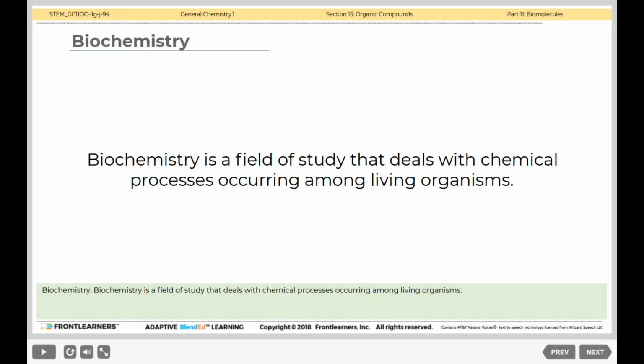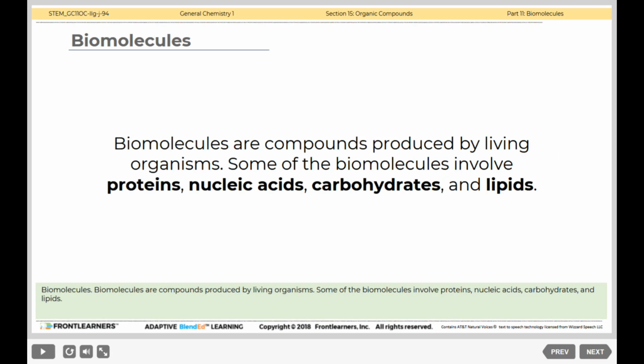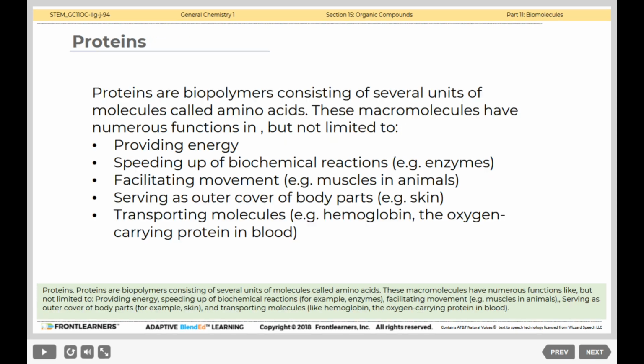Biochemistry. Biochemistry is a field of study that deals with chemical processes occurring among living organisms. Biomolecules. Biomolecules are compounds produced by living organisms. Some of the biomolecules involve proteins, nucleic acids, carbohydrates, and lipids.